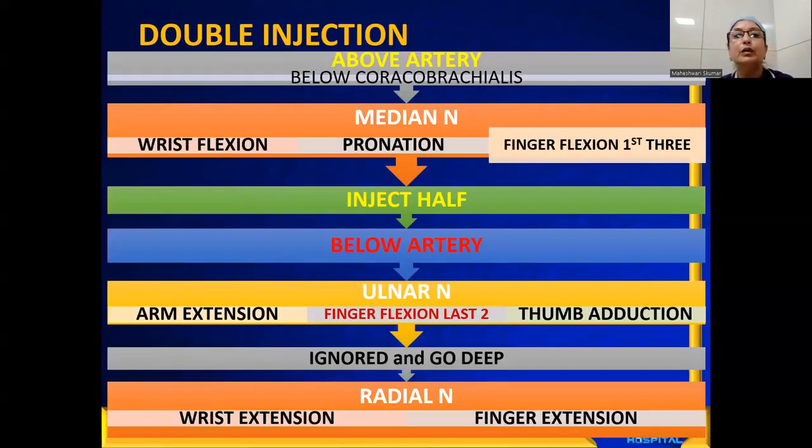Now, when we do the block, you have something called the double injection technique. You can go above the artery and below the artery. First the needle is inserted above the artery, just below the coracobrachialis muscle. If you get a median nerve response, which is a wrist pronation, you can inject half of the drug, then remove it and go below the artery. If you get an ulnar nerve stimulation, ignore and go deeper. You will get a radial nerve stimulation, which is the wrist extension or a finger extension. You inject the drug.